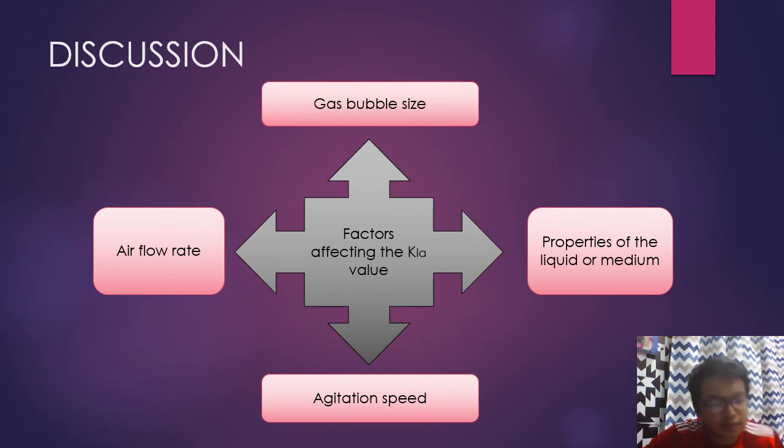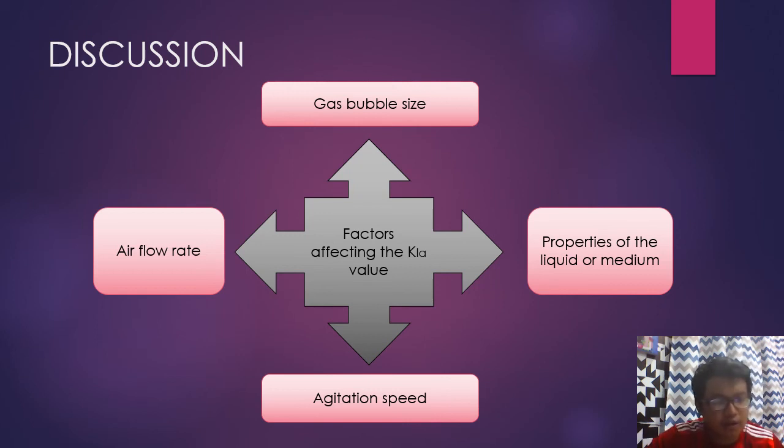The higher the airflow rate, the shorter the time taken for the media to saturate with oxygen. This means that a high flow rate allows more oxygen to enter the bioreactor in a given time than lower flow rates. The media in the bioreactor will be saturated with oxygen more rapidly than at lower airflow rates. So basically, an increase in airflow rate will increase the KLA value.